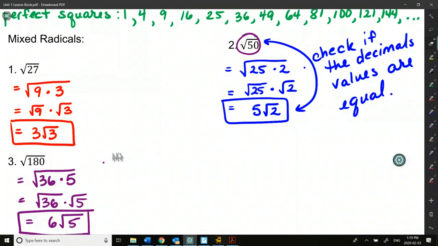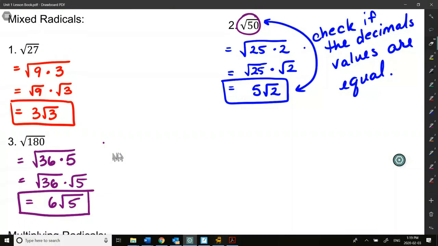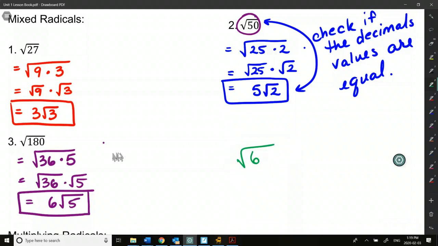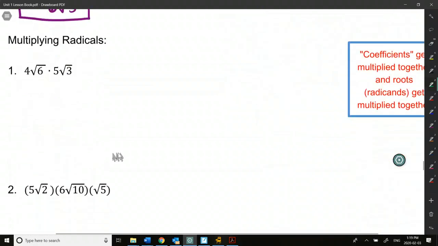Okay? Not every radical can be simplified. So if I have something like the square root of 61, there are no factors of 61 that are perfect squares. So this is the furthest that I can go with this. It's just root 61, that's all. Just like if I have a fraction 3 over 5, that's the furthest I can go with it, right? I can't go any further.